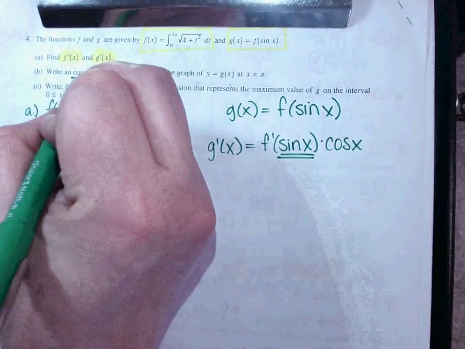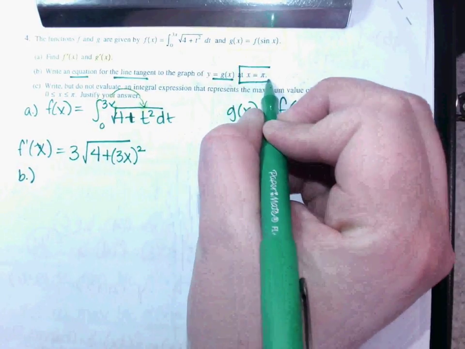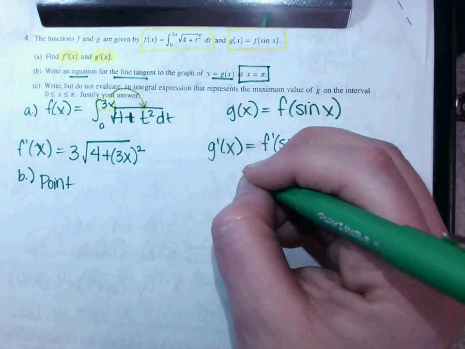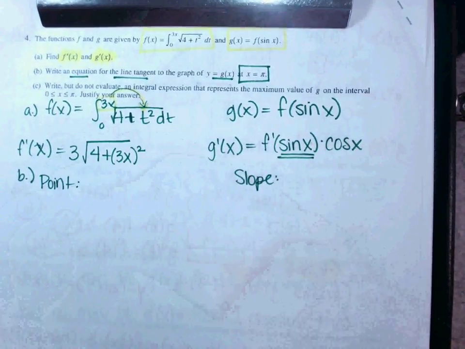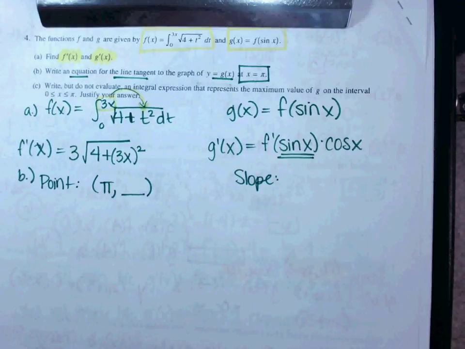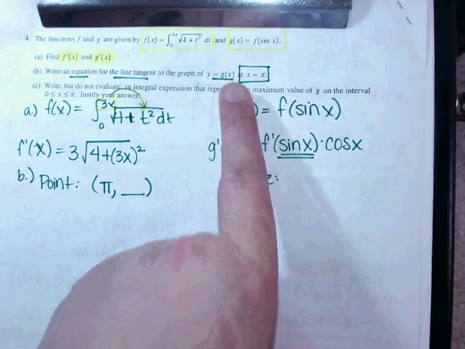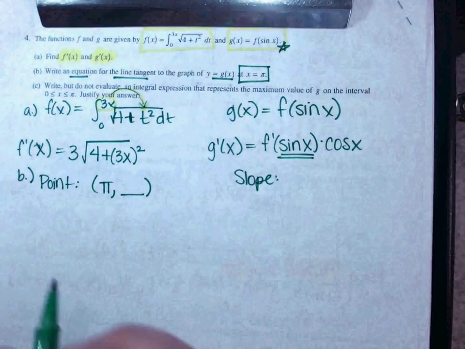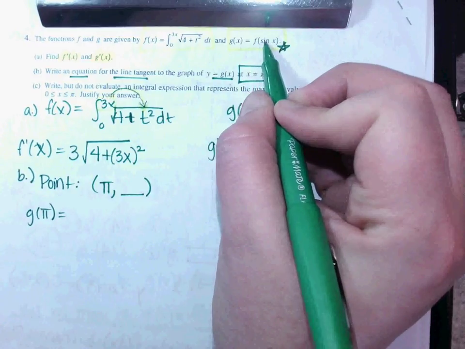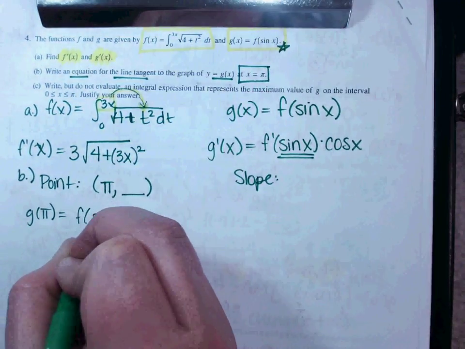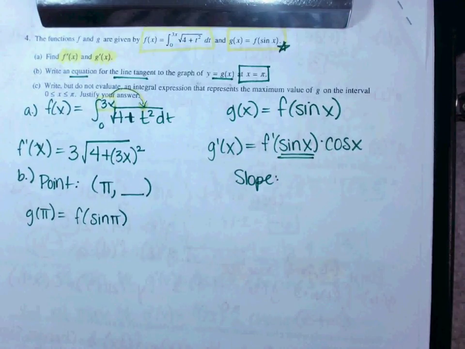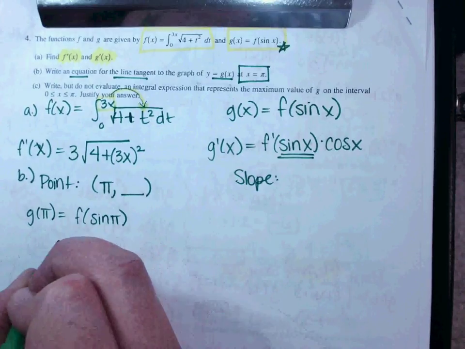Says, write an equation for the line tangent to the graph of G at pi. What two things do we need for the equation of a tangent line? Point and slope. For my point, what's my x value? Pi. And my y value, if I want to be tangent to G, is going to be plug in pi here. So G of pi would be, I'm plugging in right here, f of sine pi. Is everybody good with that? And so sine pi, I'm just plugging in right there. What is the sine of pi though? 0.